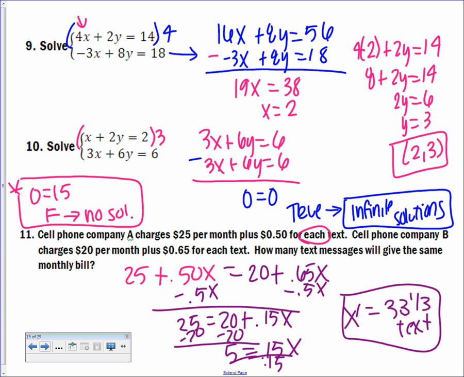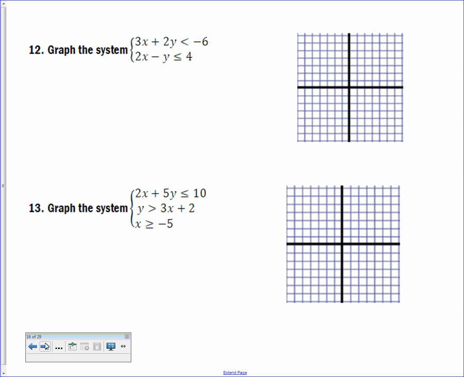Okay, awesome. Let's try some graphing, your favorite. So let's try 12. Again, these are not written like you like them in slope-intercept form, but they're really not that bad. Just make yourselves an XY chart. Plug in 0 for x, that gives me 2y equals -6, so that'd be -3. Plug in 0 for y, and then x would have to be -2.